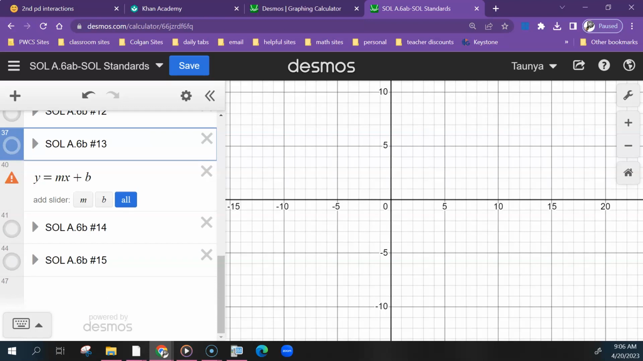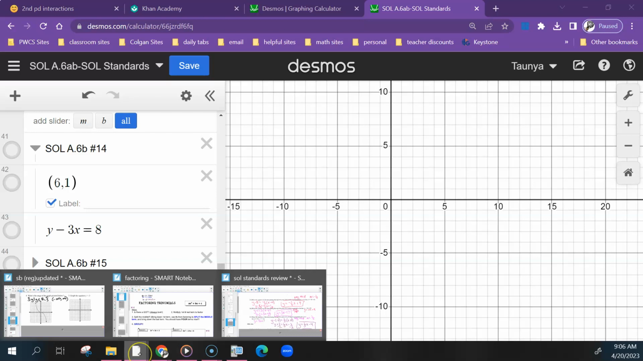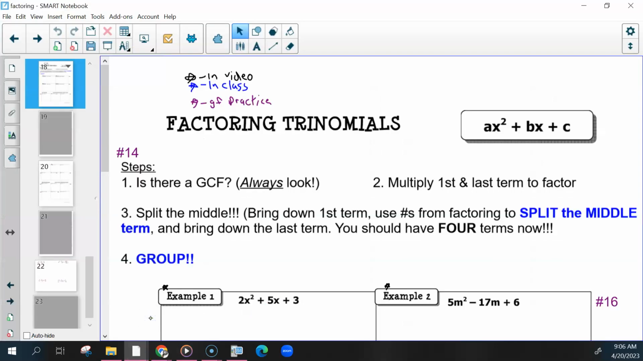14 and 15 are the same, so I'm not going to show that again. When we talk about getting closer to the SOL and we review some of our SOL Desmos hacks, that will be one that's used a lot, so just keep that in mind. Do you have any questions on any of those?